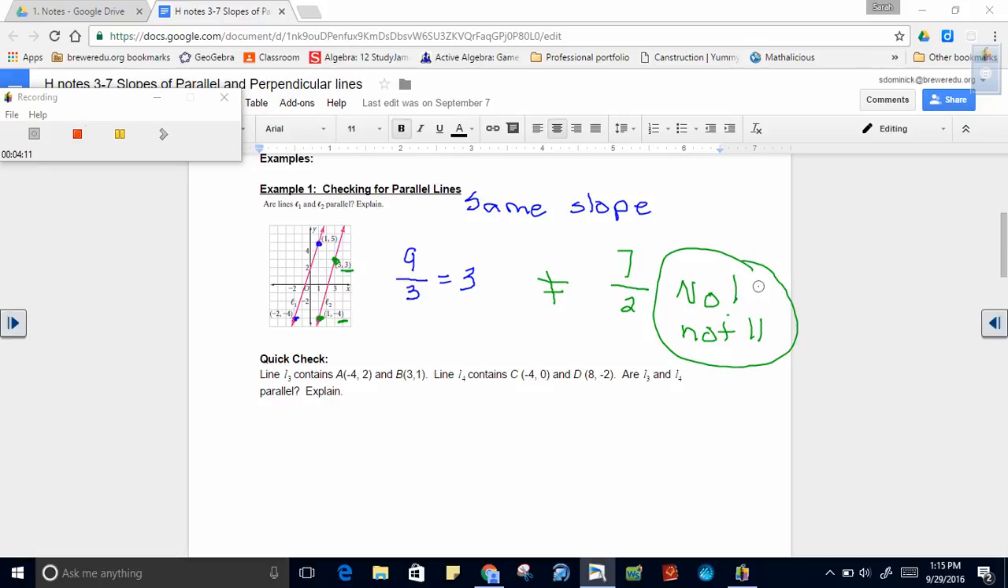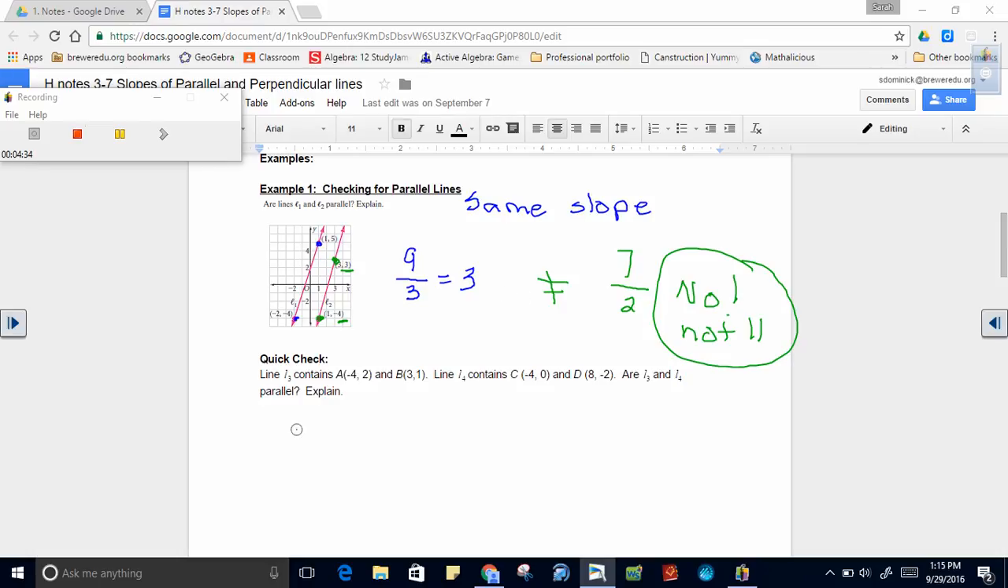Okay, so take a minute and do your quick check. For your quick check, line L3 contains those 2 points, and L4 contains those 2, and they'd like to know if those 2 are parallel, and explain. My explanation can simply be, yes, the slopes are equal, or the slopes are not equal.